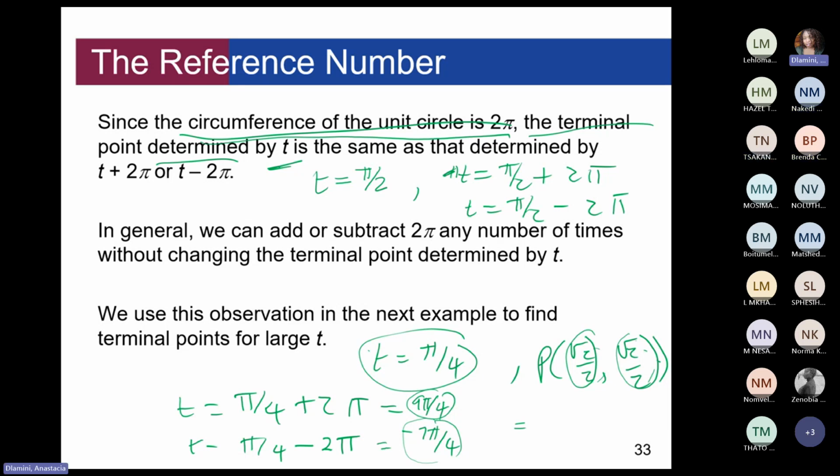So now they say in general, we can add or subtract 2 pi any number of times without changing the terminal point determined by t. So we use this observation in the next example to find the terminal points for a large value of t.